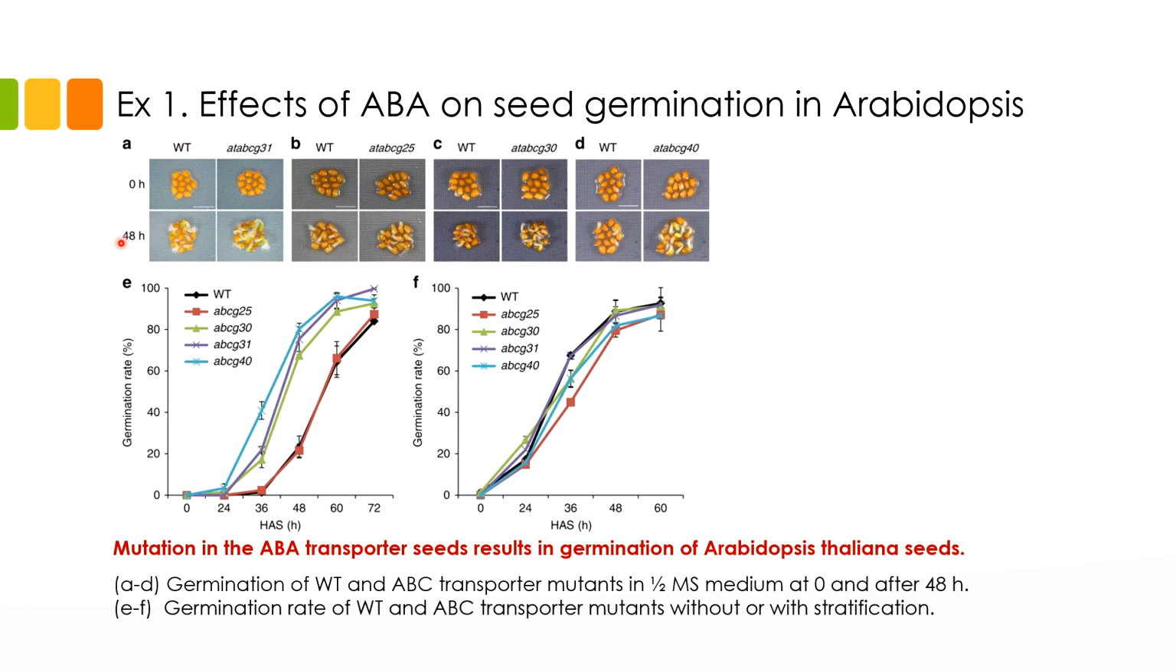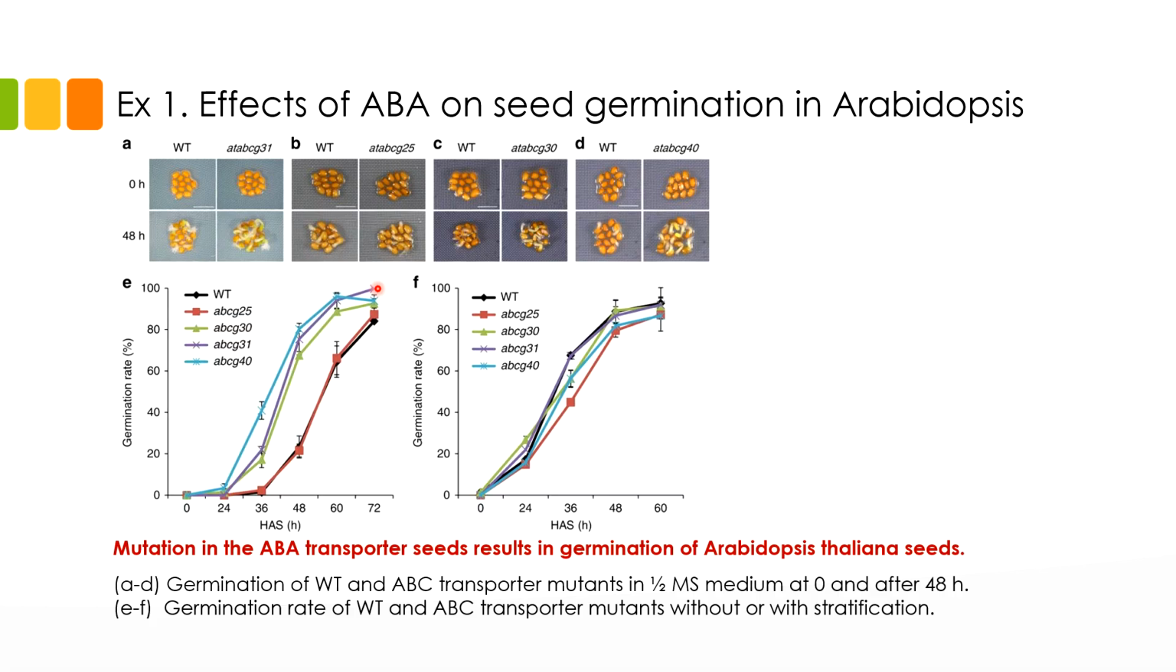In the second panel, we can see germination of all the seeds, but notice that the mutants have either more seeds germinated compared to the non-mutants, such as in the case of the ATABCG25 mutant, right here, or a faster rate of germination as in the case of the three other mutants.